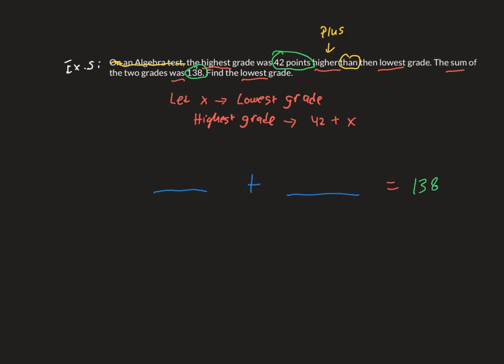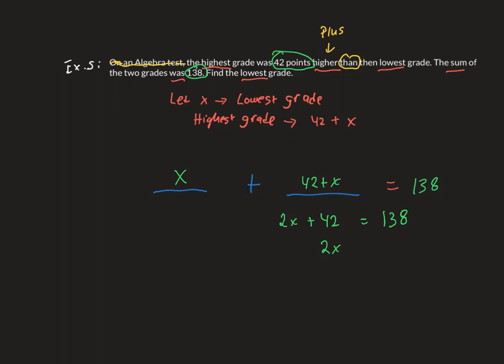Okay, so as before, let's fill it in. So the sum of the 2 grades, what were my 2 grades? Well, one was x, the other one was 42 plus x. So let's break this together. So I have x plus 42 plus x. So x and the x are both like terms. It's like me saying a pineapple plus a pineapple are 2 pineapples plus 42 is equal to 138.